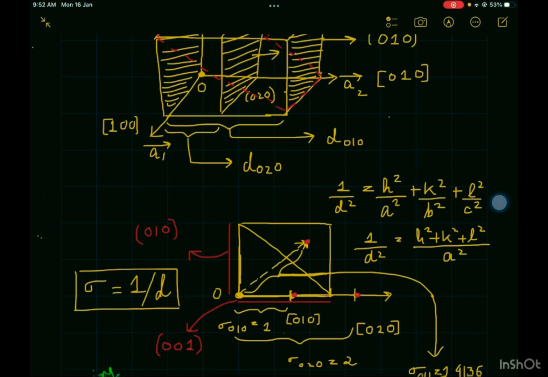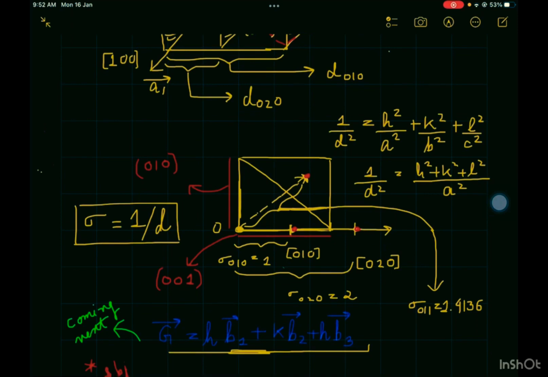The distance in case of (0, 2, 0) will be 0.5. The distance for (0, 1, 1) will be 0.7071. Now what we will do is take an inverse of these. When we take an inverse, the sigma values that we get are sigma 0, 1, 0 as 1, sigma 0, 2, 0 as 2, sigma 0, 1, 1 as 1.4136.